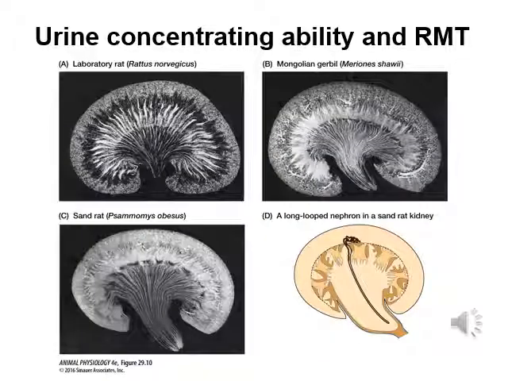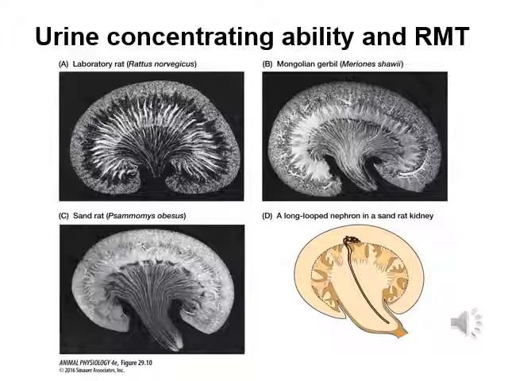These photographs compare the relative medullary thickness of three small rodents. The rat in the upper left has a relatively small RMT compared to the other two species and a pretty small renal papilla. The gerbil and the sand rat are highly adapted for living in deserts, and they have a very large RMT and very long renal papilla. They have very long loops of Henle.